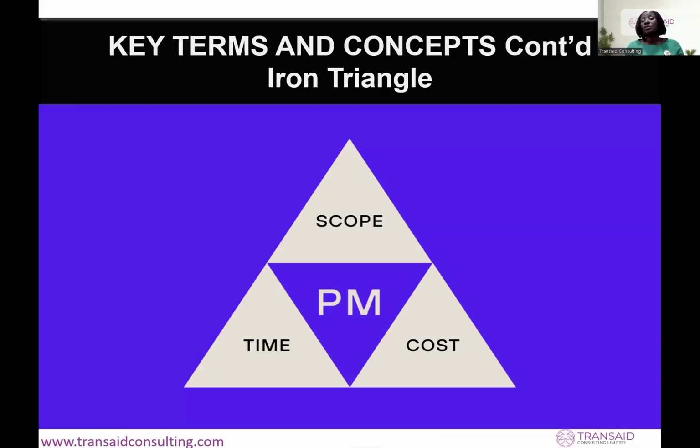So we have the iron triangle. What is the idea behind the iron triangle? That the scope, the cost, and the time are dependent on each other. So when you touch the scope, the time and the cost will be affected. When you touch the cost, likewise, the scope and the time will be affected. So at every point in time, you must balance these three constraints. You must think through it before you touch any one of them.